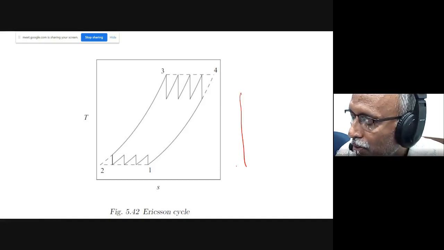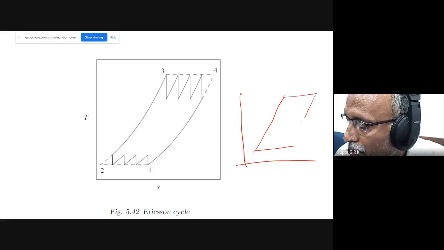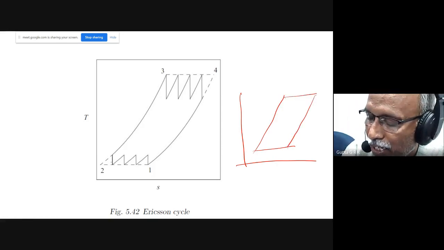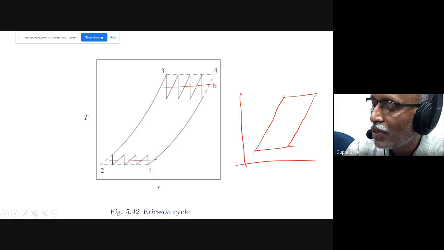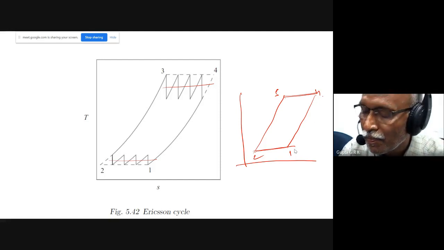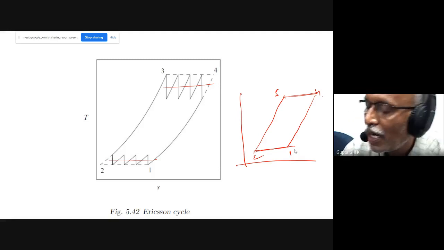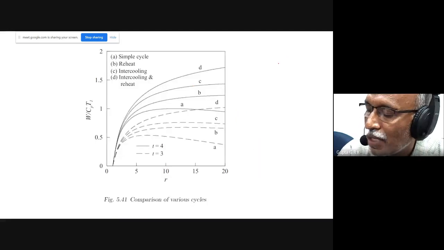So this is equivalent to, if I take the average of all this, it goes like this. Average of all this, it goes like this, right? Because it is infinite, it becomes like a line. It becomes like this. So it becomes isothermal-like. These two become isothermals, and these two are isobars. This is what is called the Ericsson cycle. There are two types of cycles.